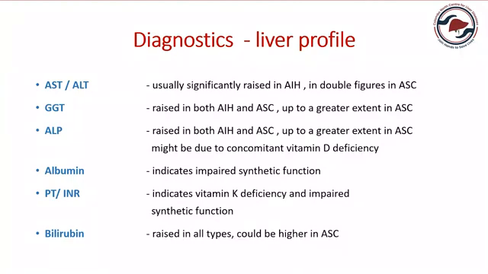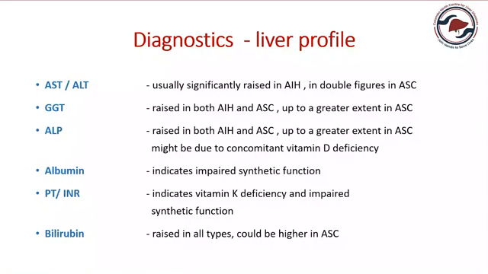I'm not bringing de novo autoimmune hepatitis into the picture because you can just assume that it's equal to autoimmune hepatitis because it's more or less similar. The only difference is you have a transplanted liver. Alkaline phosphatase is raised in both conditions but very high in autoimmune sclerosing cholangitis. However, it could be confounded by vitamin D deficiency, so we have to be careful.